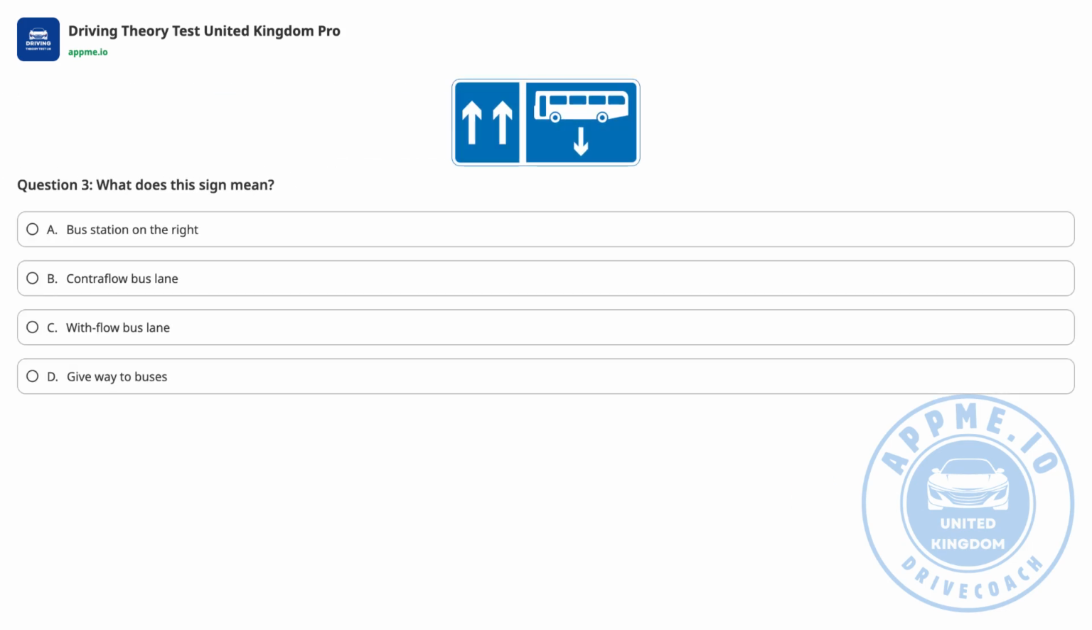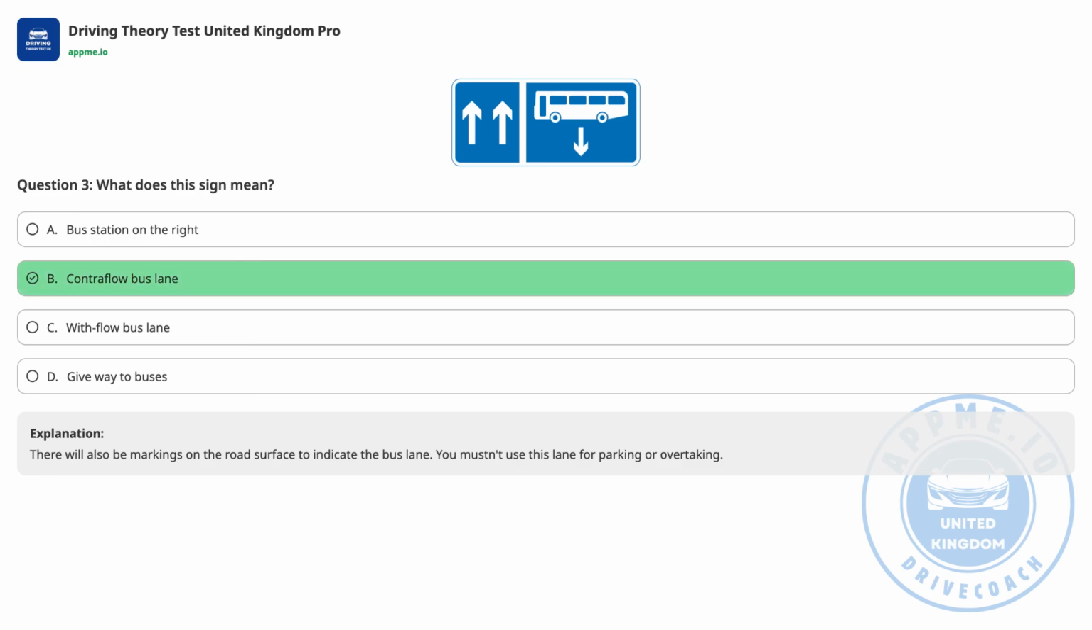Question 3. What does this sign mean? A. Bus station on the right. B. Contraflow bus lane. C. With flow bus lane. D. Give way to buses. The correct answer is B.